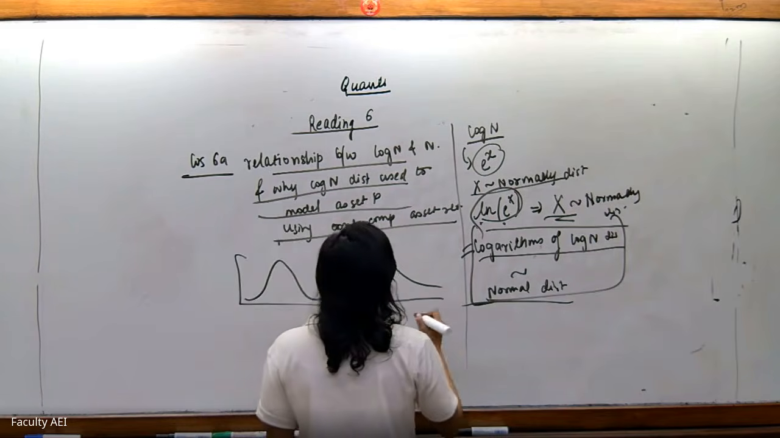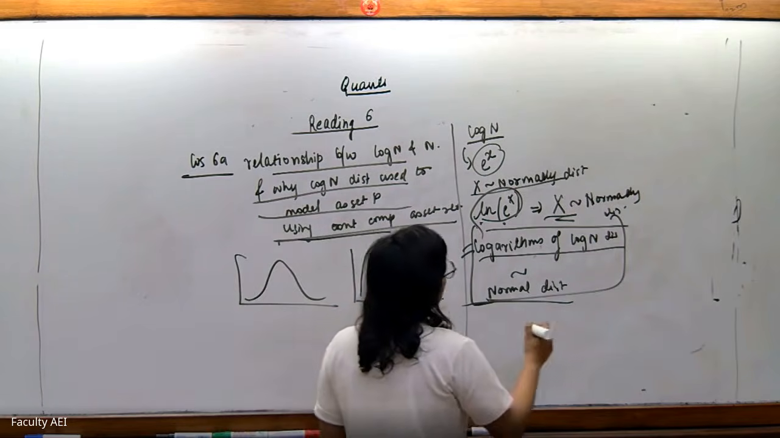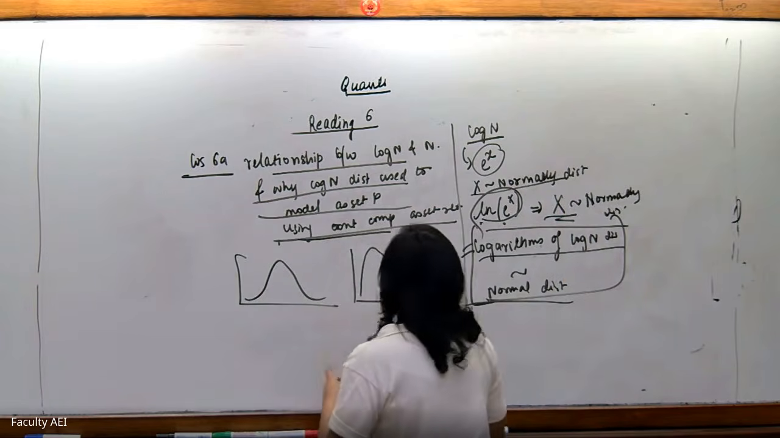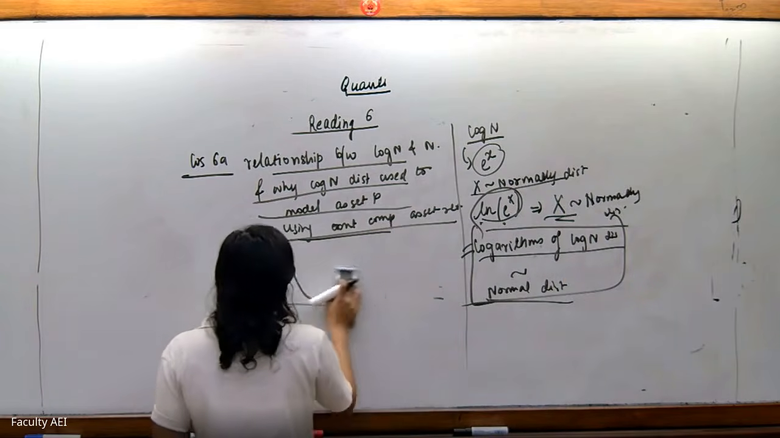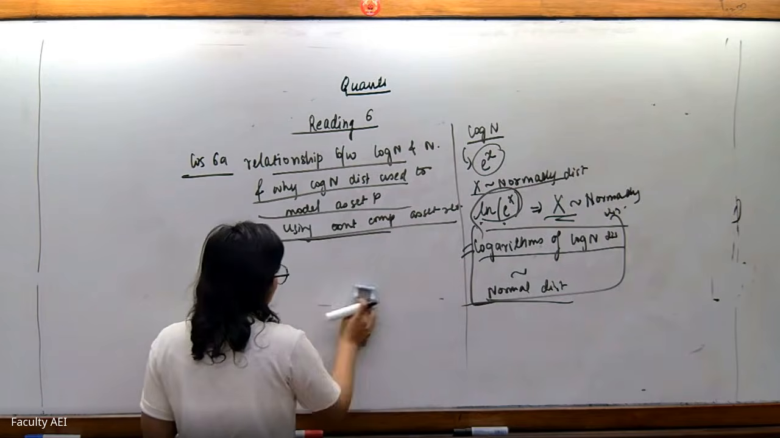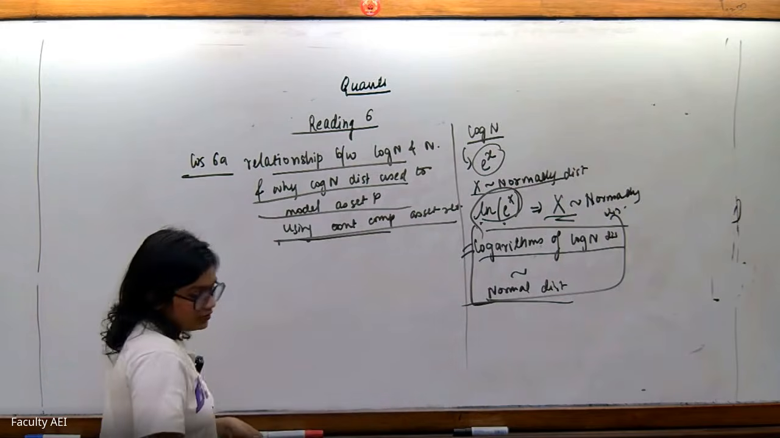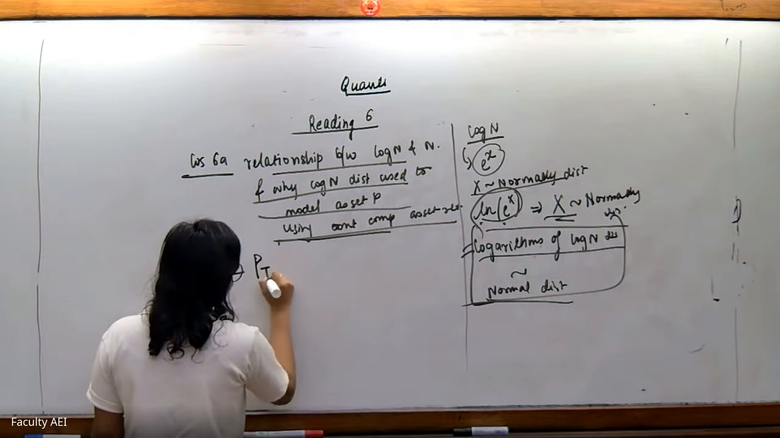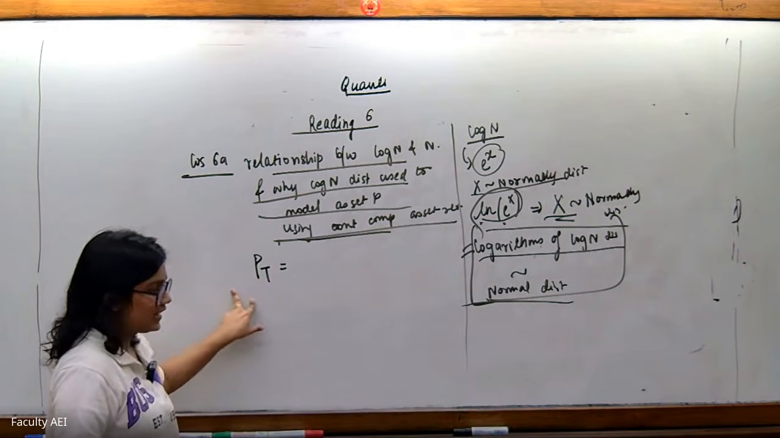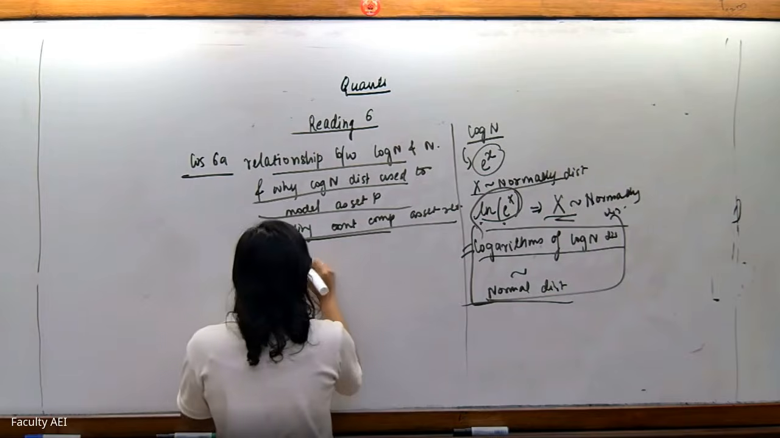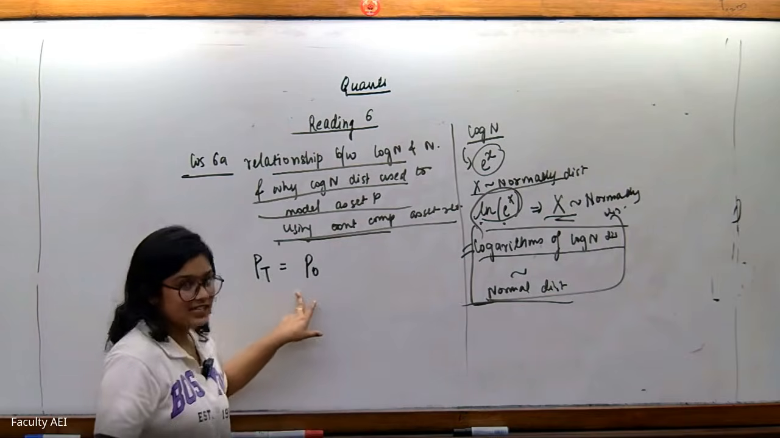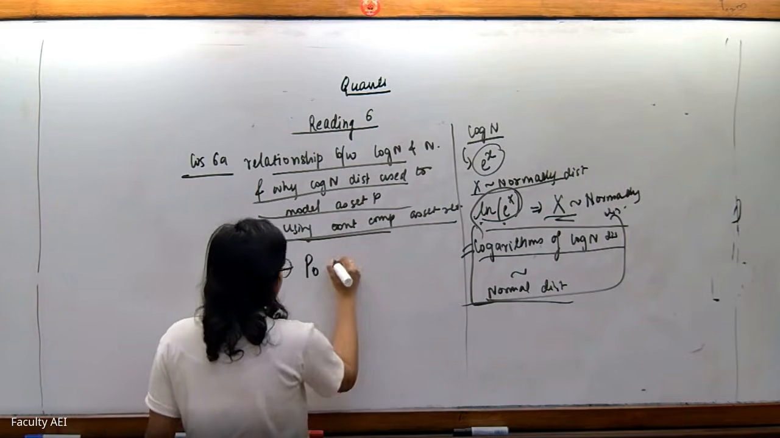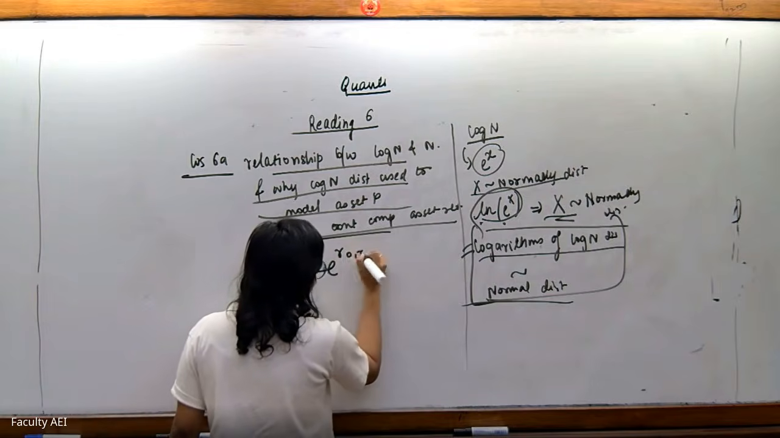If your asset prices are generating continuously compounded returns, we use log normal distribution in order to find out the future returns. That is, PT is the price of the asset at time T, P0 is the price of my asset at time 0, e to the power r from 0 to T.